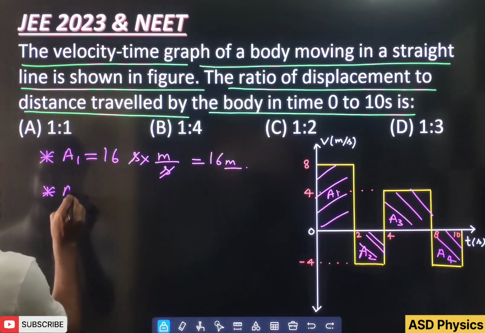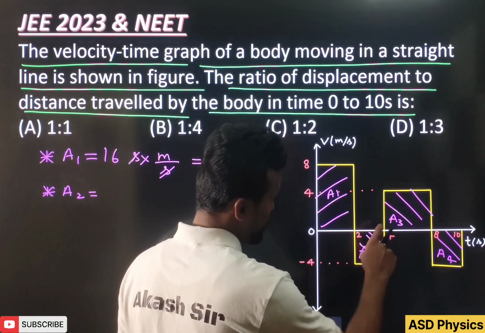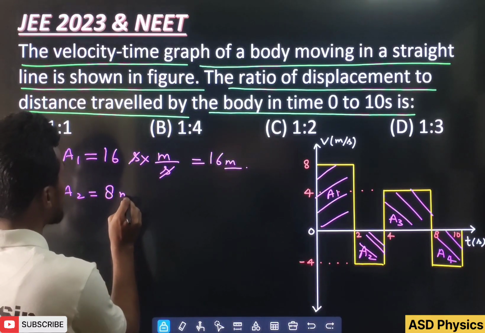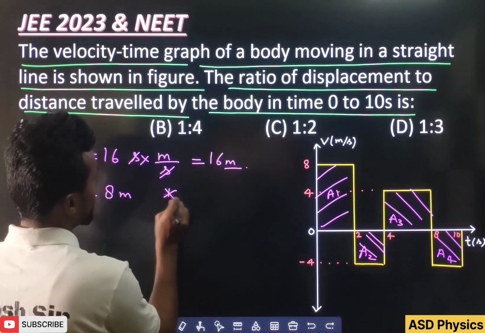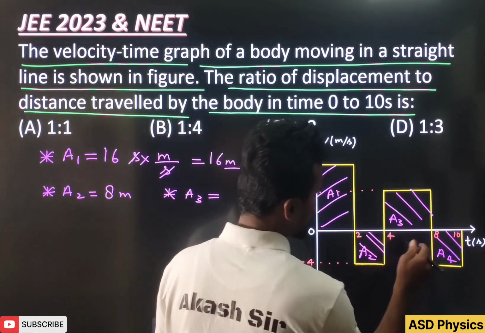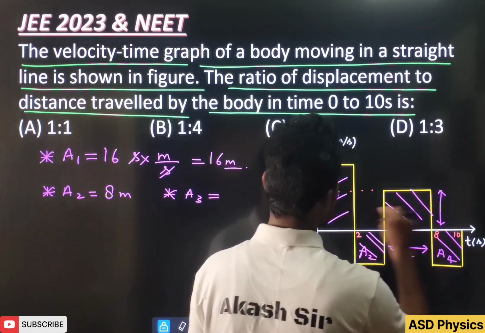After that, if we talk about the second area, this area, here also you can see this is 2 and this is 4. So 2 into 4, how much here? 8. Only magnitude we are writing here, 8 meter. After that, if we talk about A3, how much here? See here students, 4 to 8. That means this is 4. And this is how much here? This is 4.